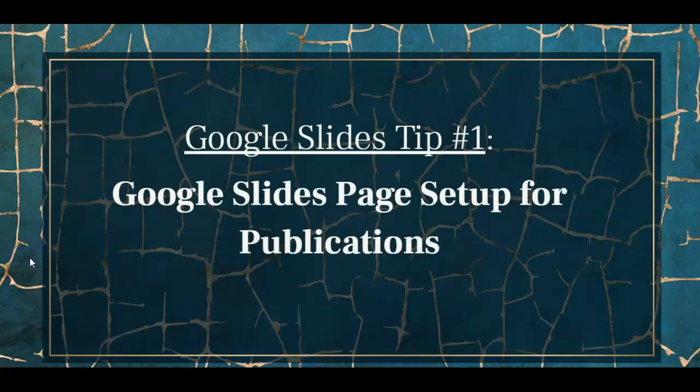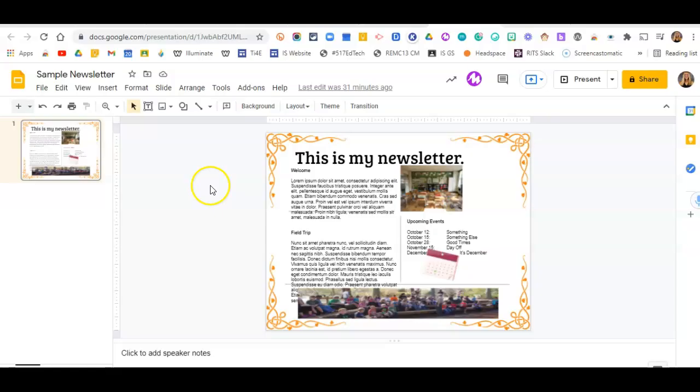So specifically, we're talking templates in Google Slides. And for tip number 1, I'm going to show you how you can actually change the page setup within Google Slides to create more of a publication feel. Maybe you're creating a newsletter and you want it to look 8.5 by 11. So here's just a sample newsletter. Right now, it's just sitting in the default slide shape.